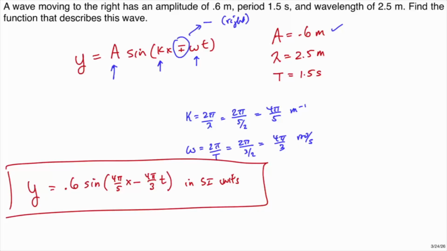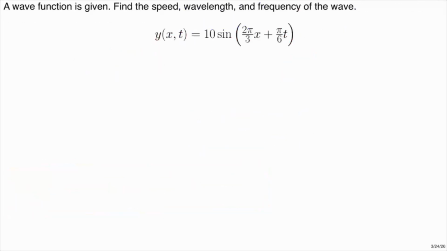And when you say in SI units, what does that mean? What's the 0.6 in? Meters, right? And you can then use 4 pi over 5 to find the wavelength in meters. And you can use the omega to find the frequency in hertz, inverse seconds, right? So that's what SI units means, right? It means that you will get the appropriate SI unit out for anything that you pull out of the function, okay? So that's how you write down the mathematical description of a wave, just knowing some stuff about it, okay?